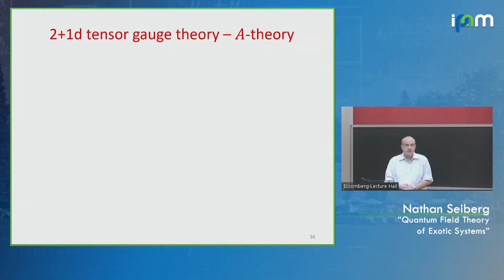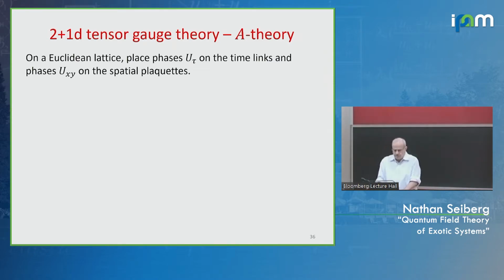So we can present this model on the lattice. We should first go to the lattice and make sure we know what we're doing, and then we'll recover these same answers as in the continuum. So there are several ways of doing it. The simplest way is, again, I'm going to use a Euclidean lattice. I can put phases on time-like links, tau, and other phases, uxy, on the spatial plaquettes.